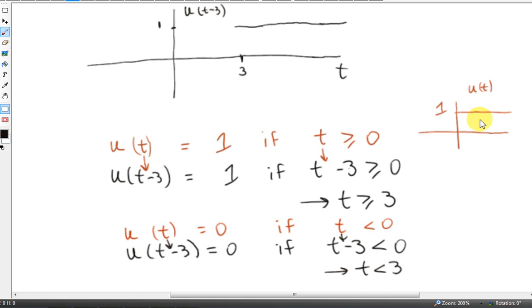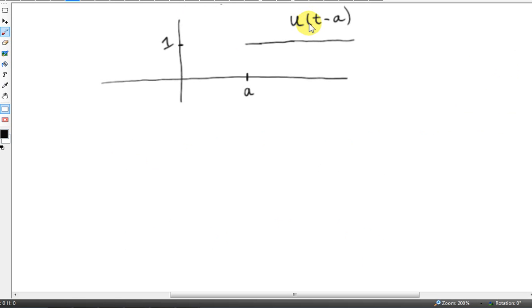So our new function looks like our original step function. But the step occurs not at 0, as it does here, but at 3. The step occurs at 3. You can think of u of t as just being u of t minus 0. So the step occurs at this value. So here's the general situation. u of t minus a is a step function which is 0 for values of t less than a, but 1 for values of t greater than a.